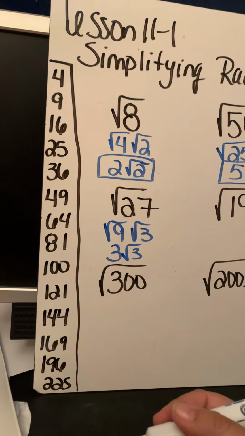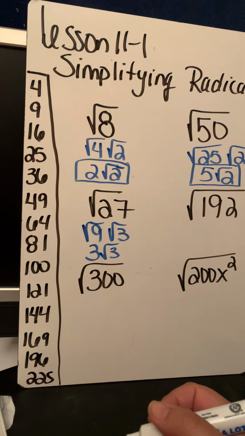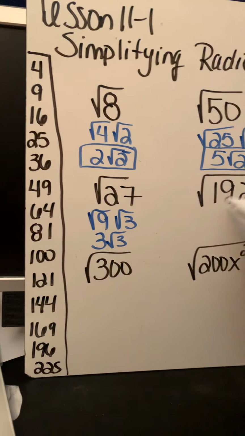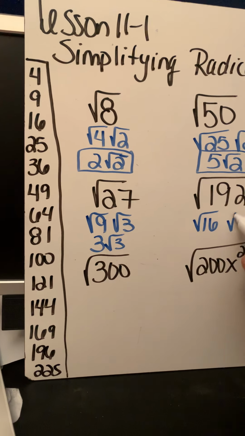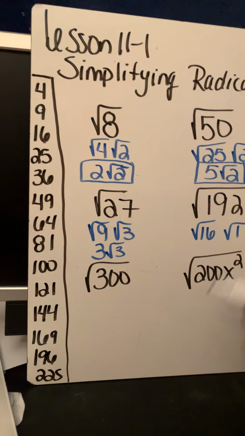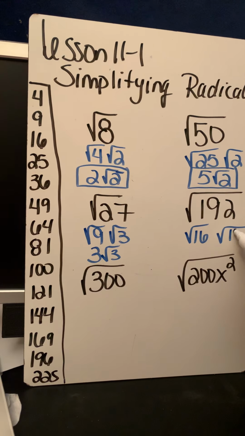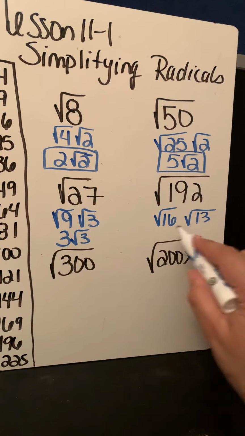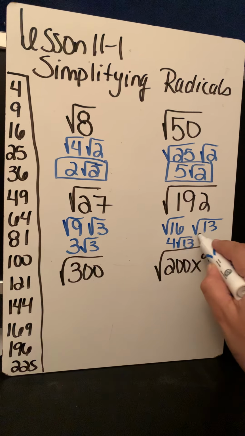4, 9, 16. Does 16 divide into 192? Yeah. 16 goes into 192. So I'm going to write this as the square root of 16 times the square root of, how many times does 16 go into 19? 1. How many times does 16 go into 32? 2. So look at right there, there's my prime number. So what's the square root of 16? 4. So I would write that as 4 root 13.